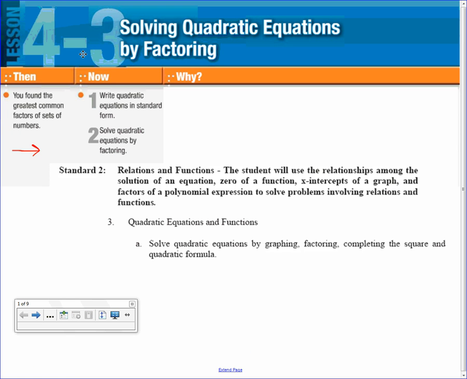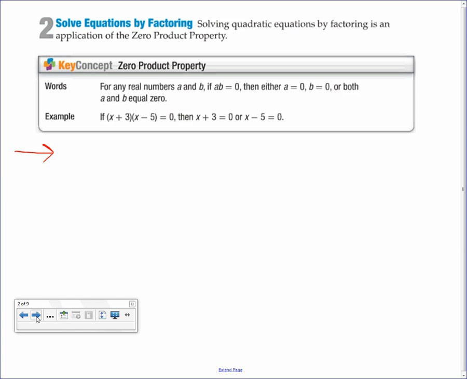Good morning. Today's lesson is lesson 4.3b. Our goal today is to begin to solve equations by factoring. Now on this you can see solve equations by graphing, factoring. That's number 2 on this one. We're going to go with the simpler ones today. Tomorrow we'll tackle the more complex ones.